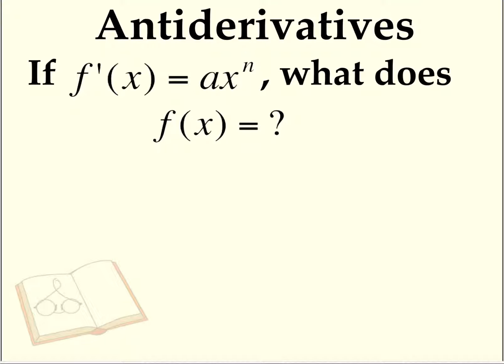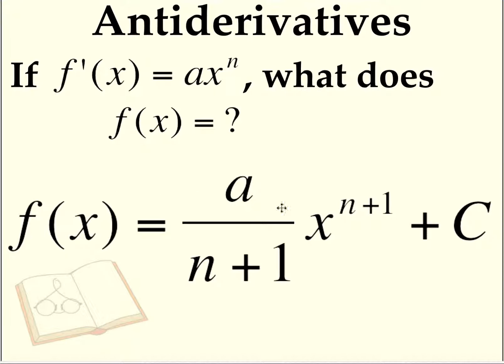And I just want to recall, if f prime of x equals ax to the nth power, what does f of x equal? If you think back to when you find derivatives and you're using the power rule, you bring the power down and multiply it by whatever constant's out front, and then you reduce the power by 1. If you're going in the opposite direction, instead of bringing the number down and multiplying, we're going to take the previous number and divide it, and then we're going to add 1 to the power.